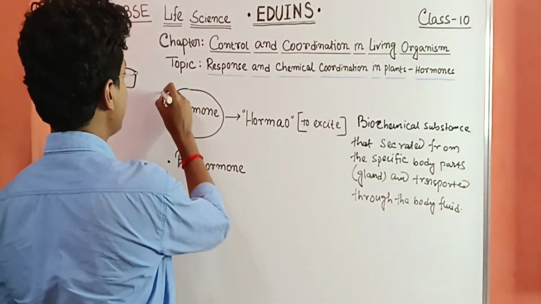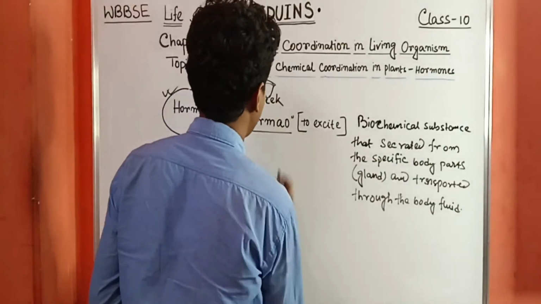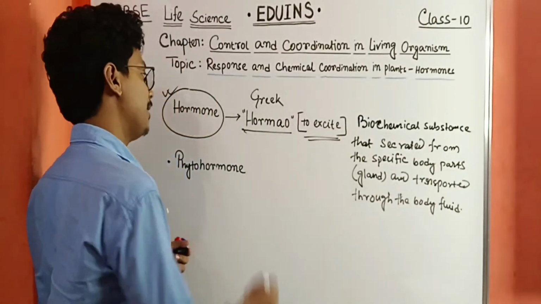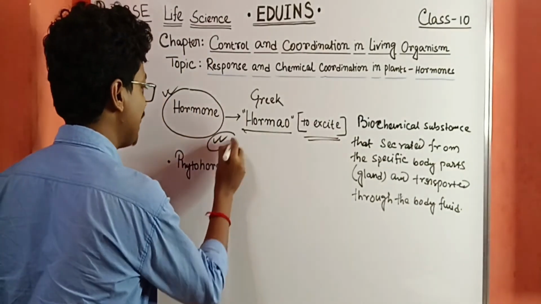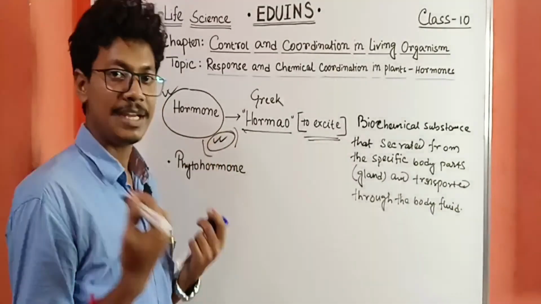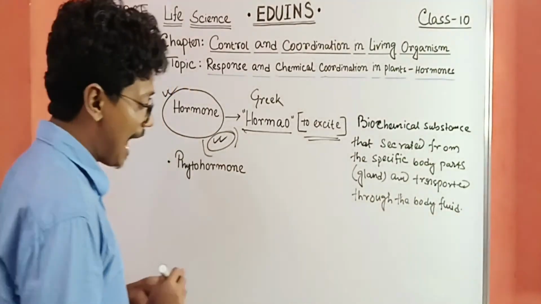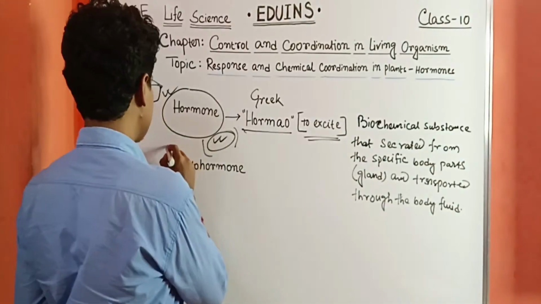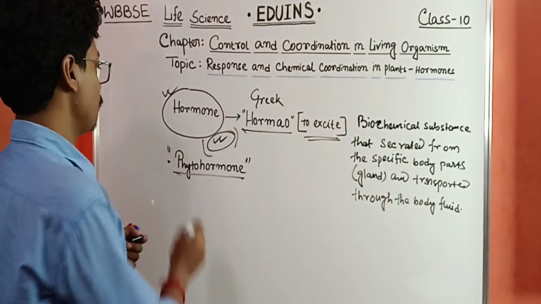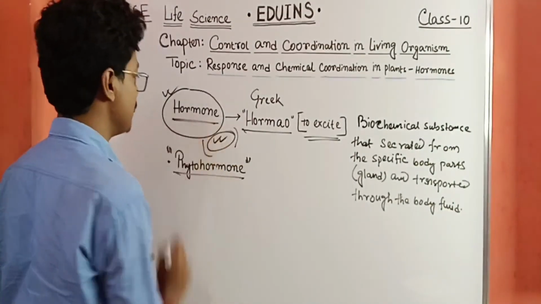The word hormone came from a Greek word, hormao, which means to excite. That means a hormone excites something in the body, promoting or inhibiting some physiological processes. In plants, the hormones are known as phytohormones. In plants, we call the hormones phytohormones, and in animals, we call them hormones.